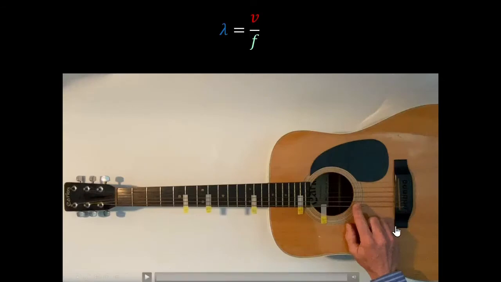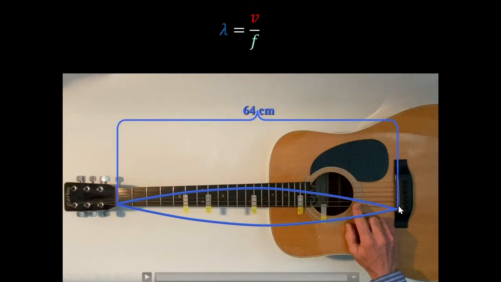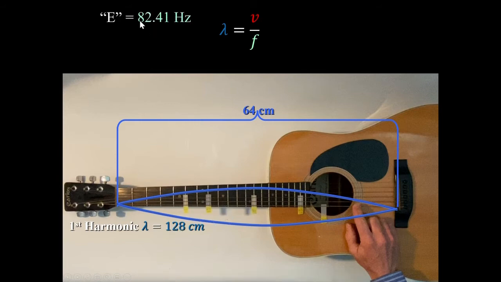So if I have a guitar here and I just pluck that string, it could vibrate in a variety of different ways. One way is just having an antinode right in the middle and a node here and a node here. If I measure from here to here, it's 64 centimeters. Well, half a wavelength is 64. The wavelength of the fundamental, or the first harmonic, is twice that, 128 centimeters. And that string there is the note E. It vibrates at 82.41 hertz.